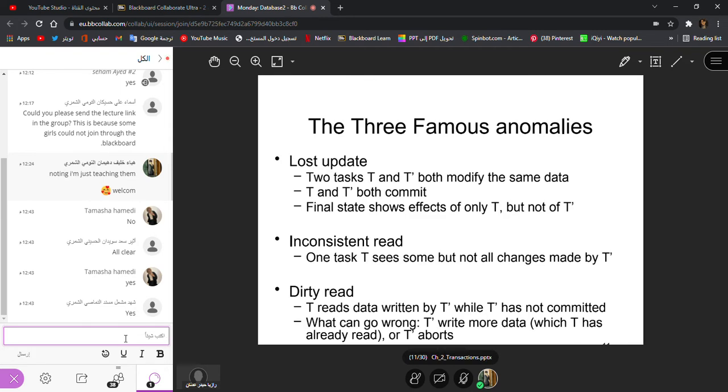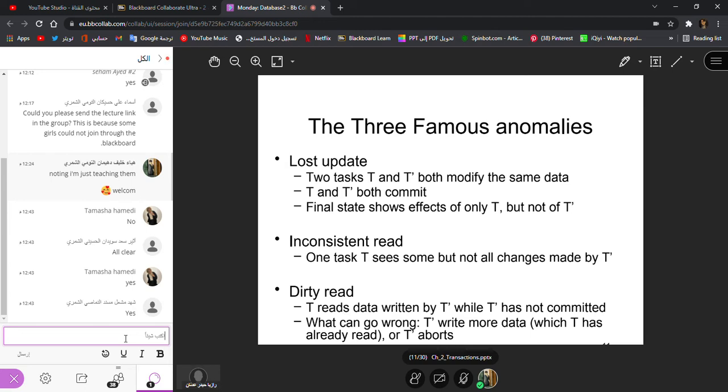Here you can also see two transactions, T and T dash, like T1 and T2, both modify the same data. We should say how it is happening. Two transactions T1 and T2 are both working with the same data and both commit. It is not happening that T1 rolls back or does not finish. No, both committed. So the final state shows the effect of only T but not T dash.